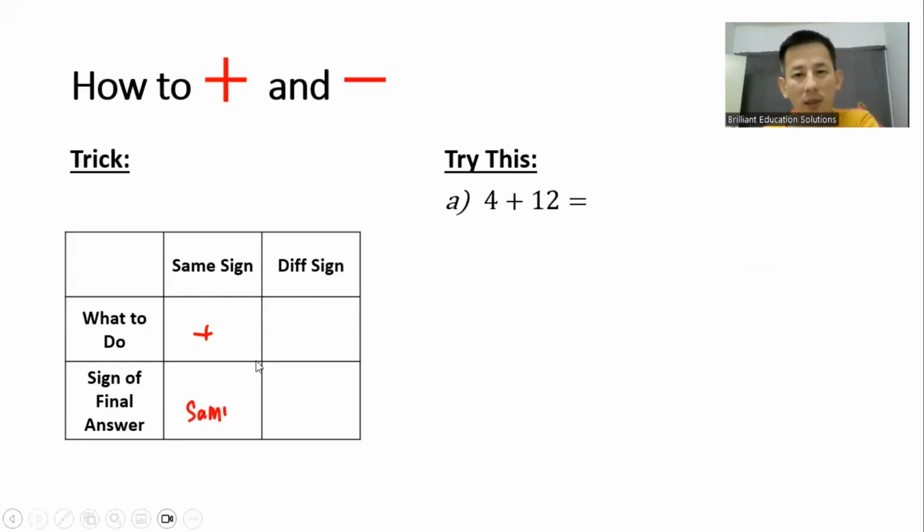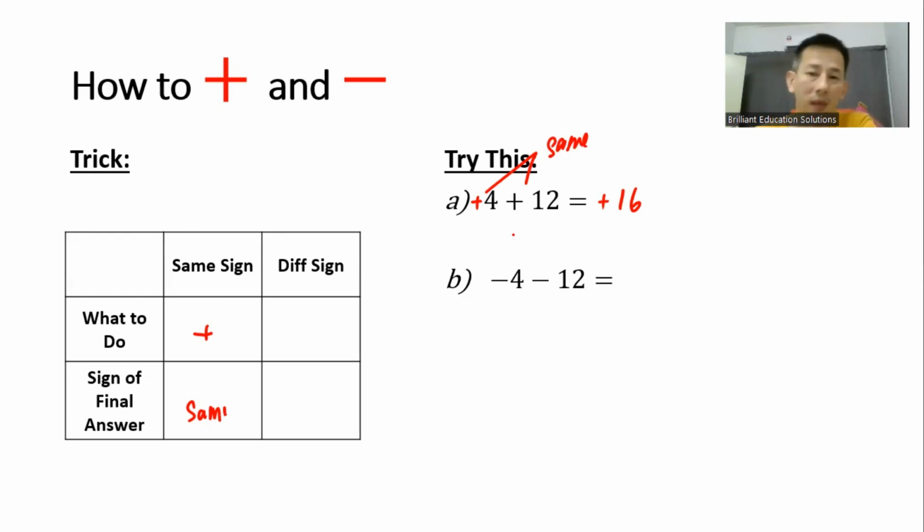Try this. We know that 4 plus 12 equals 16. This is plus, so this is basically the same sign, and we plus. How about negative 4 and minus 12? This here will be the same sign, so we plus: 4 plus 12 will equal 16. And we take the sign, which is negative. So the answer is negative 16.